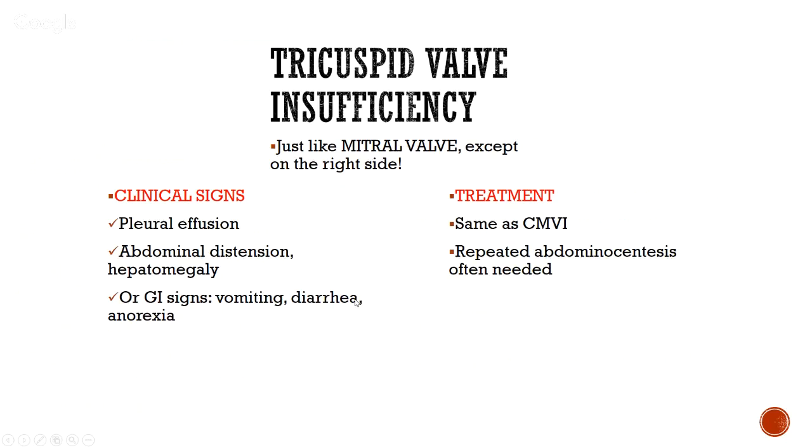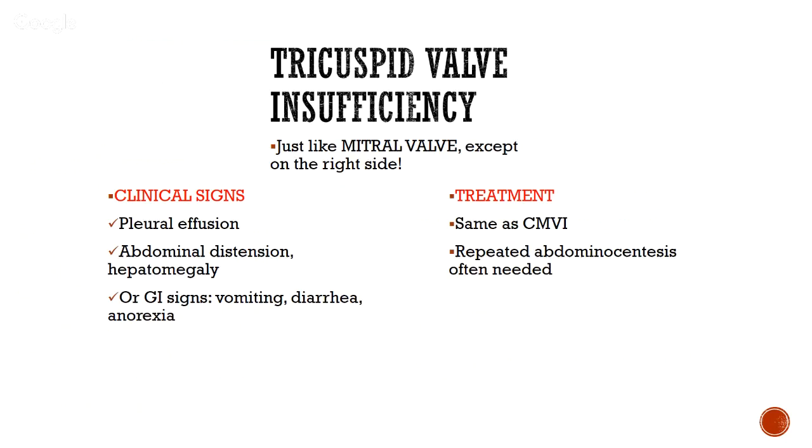Tricuspid valve insufficiency, just like I said, it's like the mitral valve, except it's on the right side. So instead of seeing pulmonary edema, fluid in the lungs, you're going to see pleural effusion, and that's fluid on the outside of the lungs. So you'll see the black lungs and fluid around it.